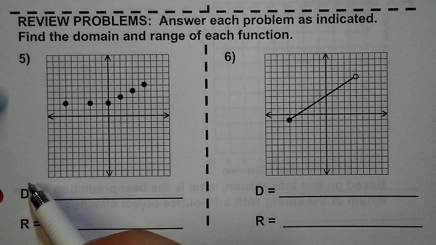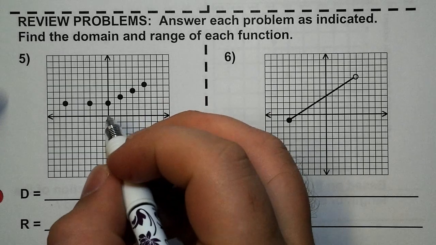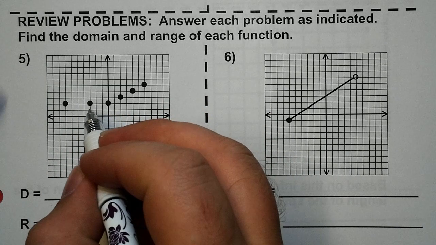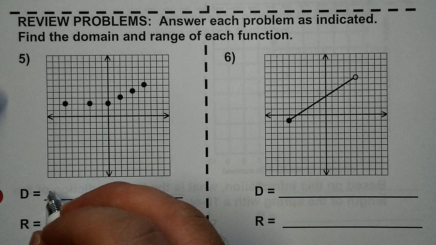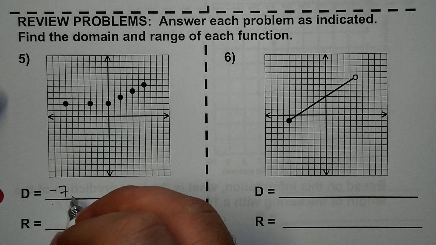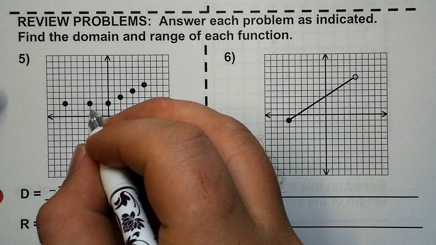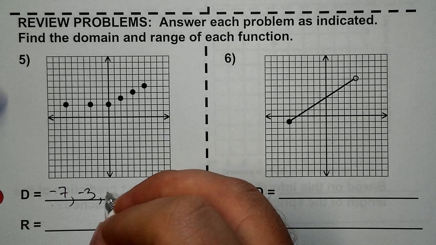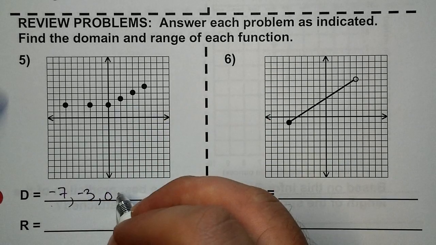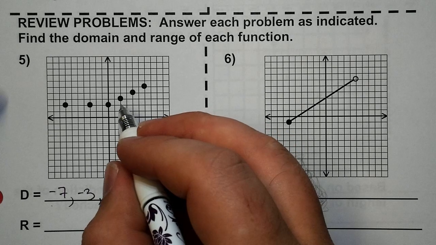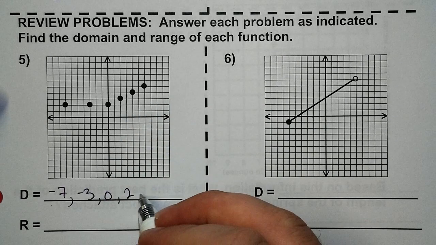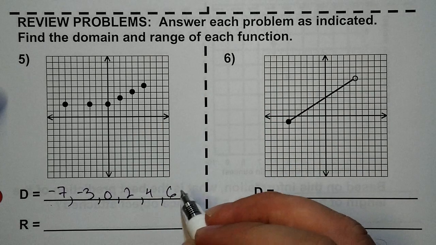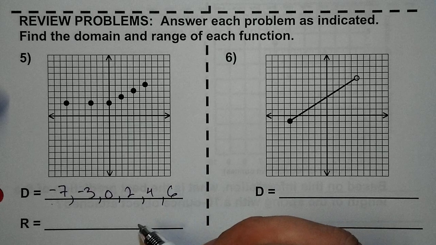Okay, so domain is the x's. I'm going to follow through for my x's. I have an x here and I'll start and just go left to right. 1, 2, 3, 4, 5, 6, 7. So that one's at -7. 1, 2, 3, -3, 0, positive 1, 2, positive 2, 3, 4. And 5, 6. So our domain is just those x values.